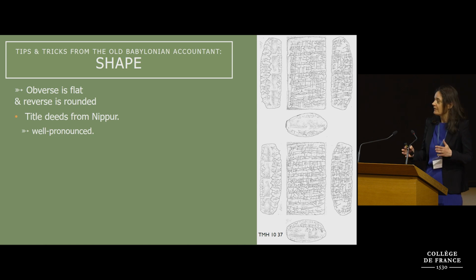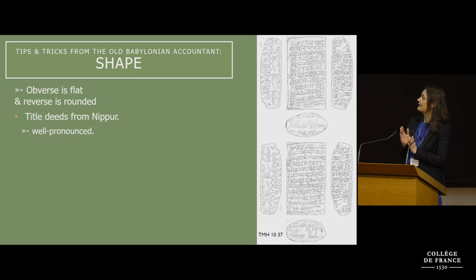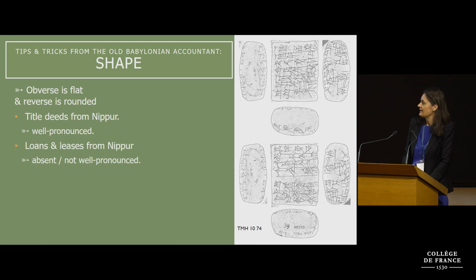So the shape. We all know, we've been taught that one can recognize the obverse and reverse easily. The obverse is flat and the reverse is more rounded of tablets. But that is not always as explicit, and it depends on the type of documents. With title deeds from Nippur, it's very well visible, as you can see on the edges of the picture. With loans and leases from Nippur, sometimes it's absent and sometimes it's just not well pronounced.